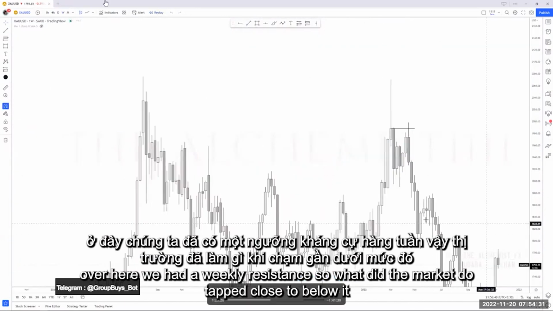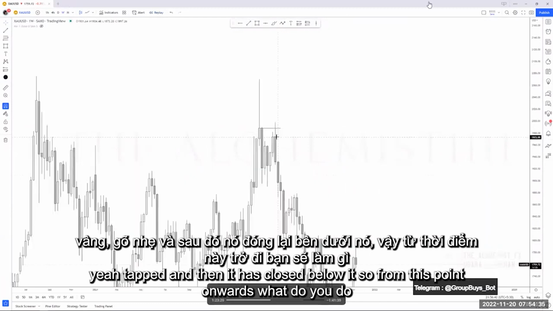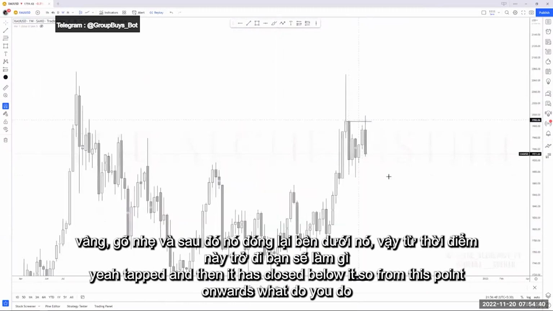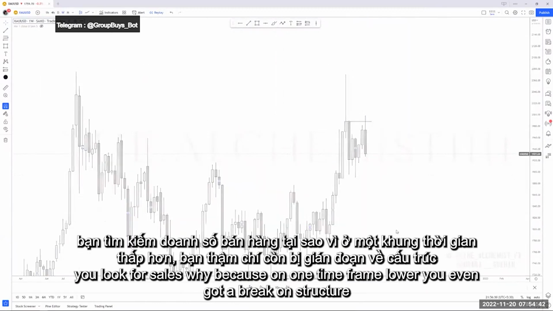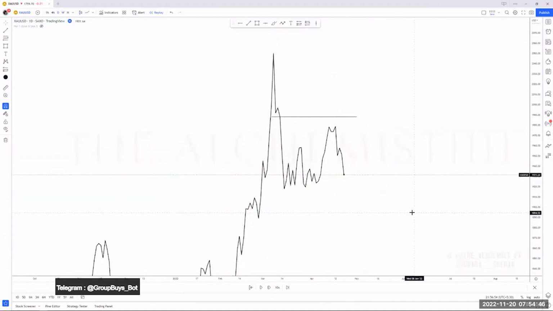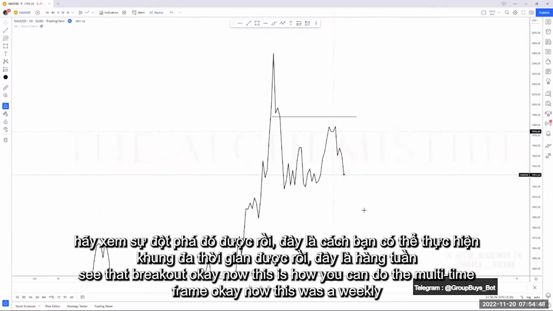So what did the market do? Tapped, closed below it. See that? So from this point onwards, what do you do? You look for sells. Why? Because on one time frame lower, you even got a breakout structure. See that? Breakout. Okay, now this is how you can do the multi-time frame.